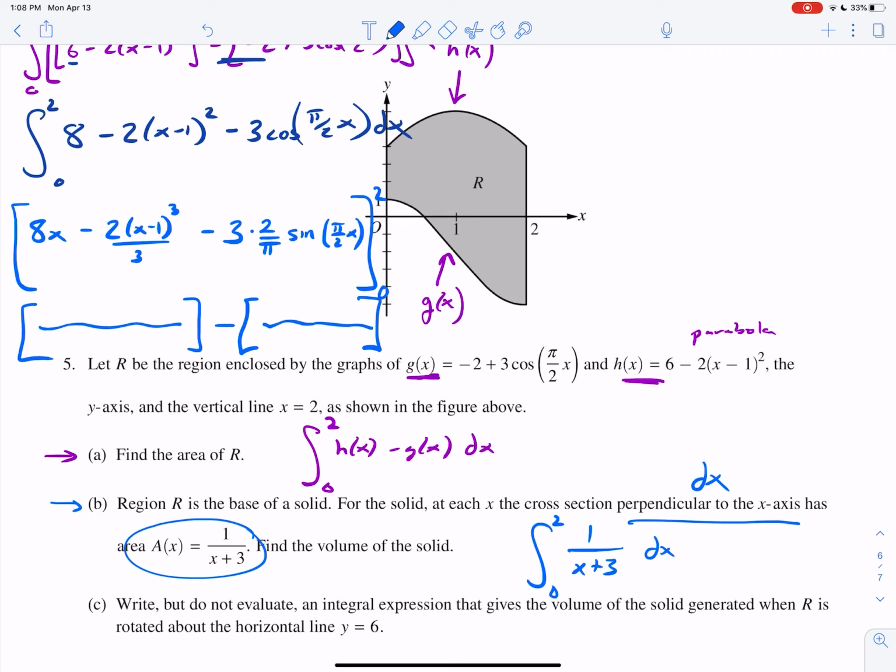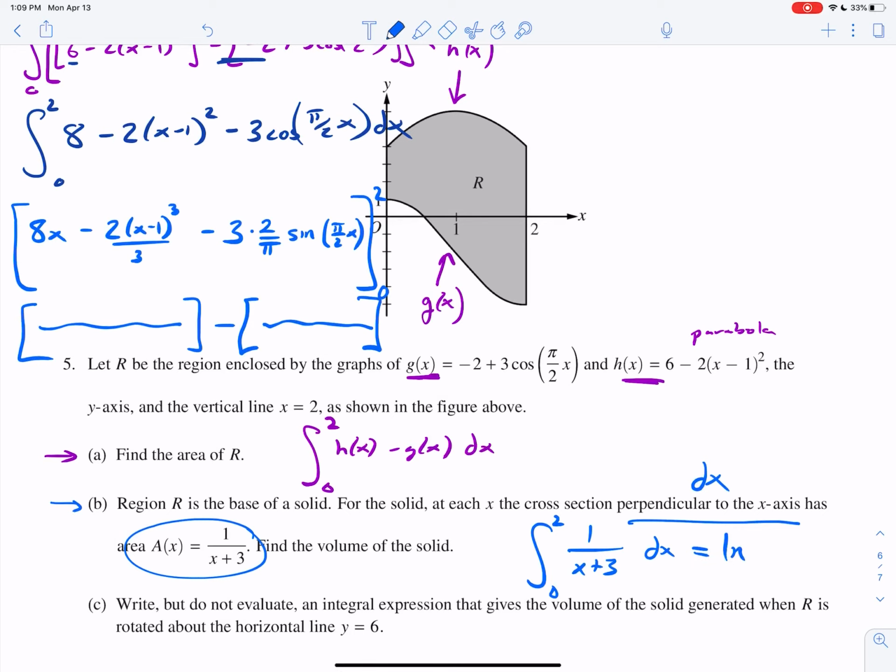Now, if they didn't give us this area formula, you would actually have to just find it yourself, which is just top minus bottom. But they made our jobs a lot easier here. This right here, 1 over something linear, I know it's going to be the natural log of x plus 3. We'll evaluate it from 0 to 2. I'll leave that up to you guys to do the rest there, okay? But equal is equal after you plug it in, okay?